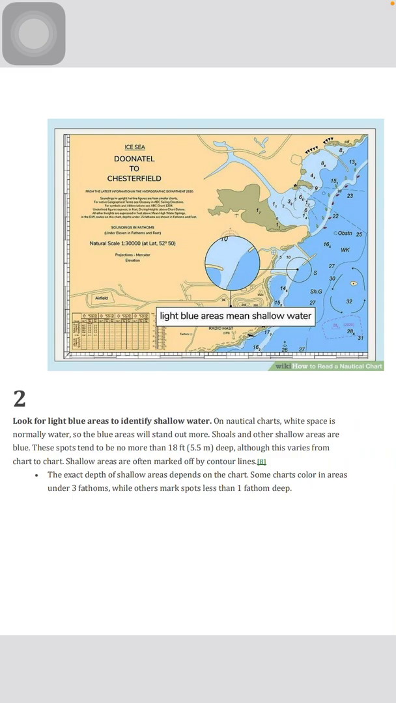Although this varies from chart to chart, shallow areas are often marked off by contour lines. The exact depth of shallow areas depends on the chart. Some charts color in areas under 3 fathoms, while others mark spots less than 1 fathom deep.